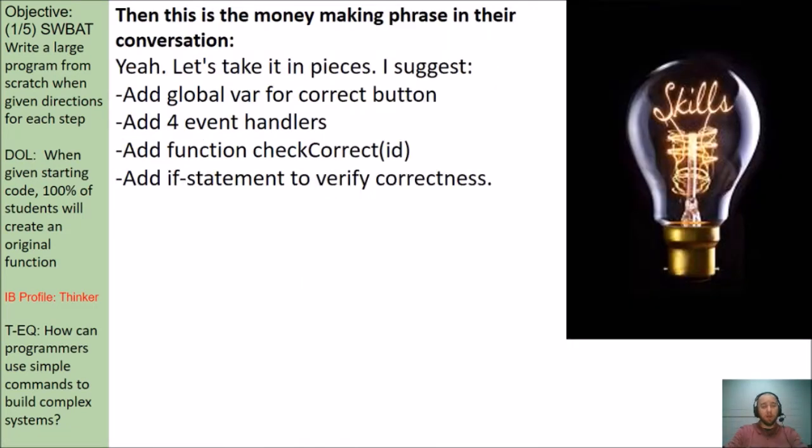So the money-making part of their conversation, I think, is when Alexis and Michael talk about breaking things into pieces. They have a global variable for the correct button. They have 4 event handlers, and they have created a function called checkCorrect. And what are they checking? The ID of the button that has the different color. And they're adding if statements to verify for correctness.